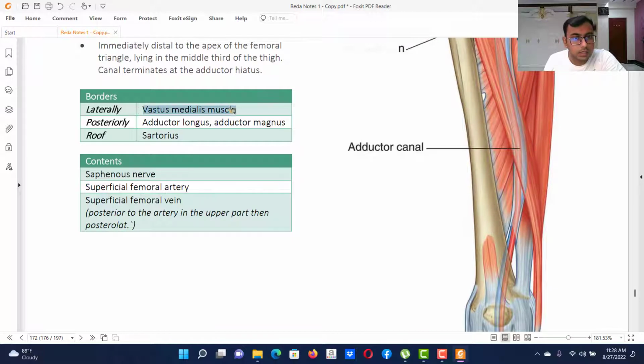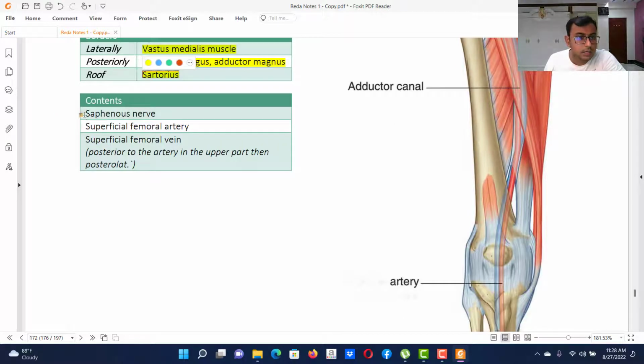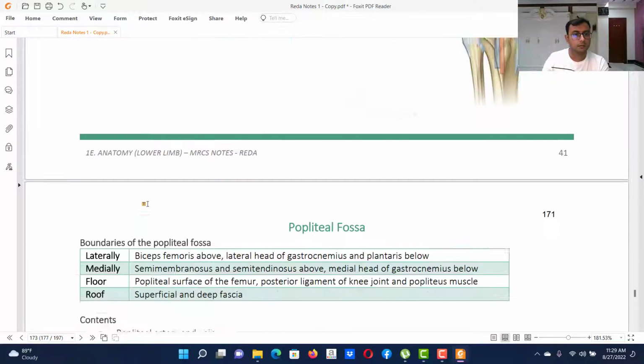Laterally is the vastus medialis, posteriorly the adductor longus and magnus, and the roof is the sartorius. The contents are the saphenous nerve, the superficial femoral artery, and the superficial femoral vein. So these three structures: saphenous nerve, superficial femoral artery, and femoral vein.